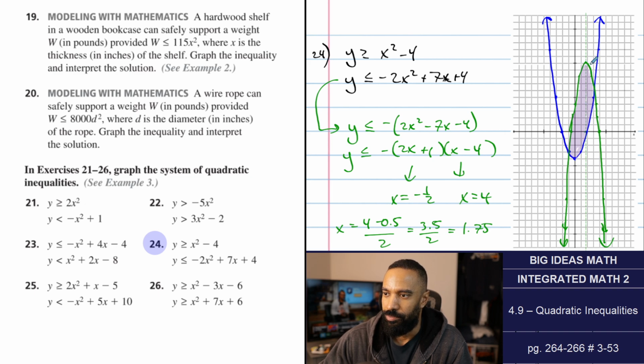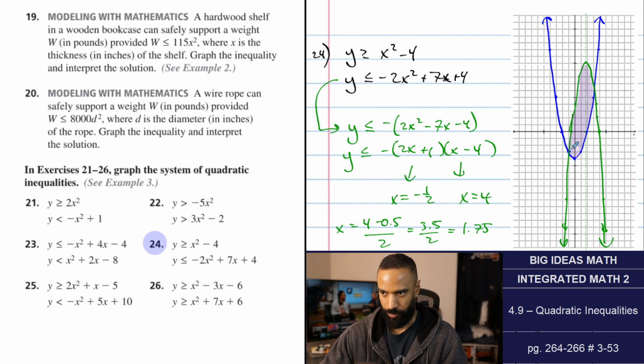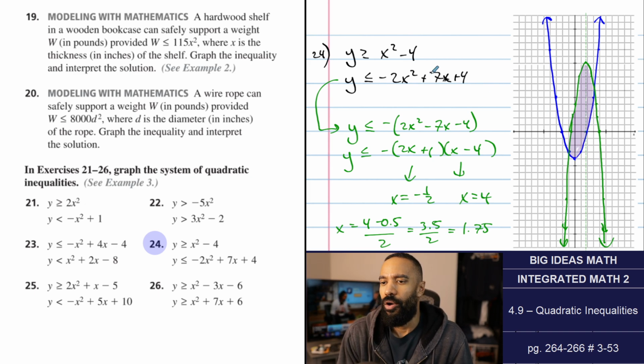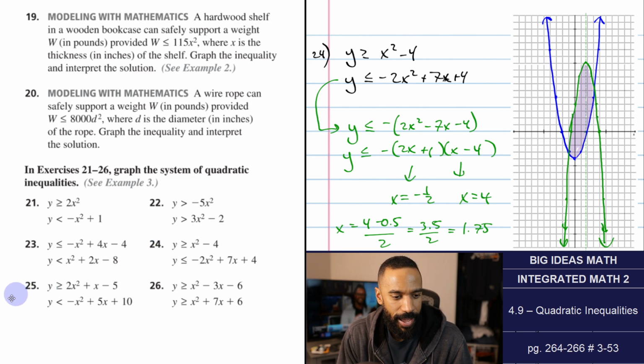So there you go. Wherever these guys intersect, did they actually intersect? No. Did they intersect at a whole number? I don't think so. Okay. There's that one. Okay. Number 25.